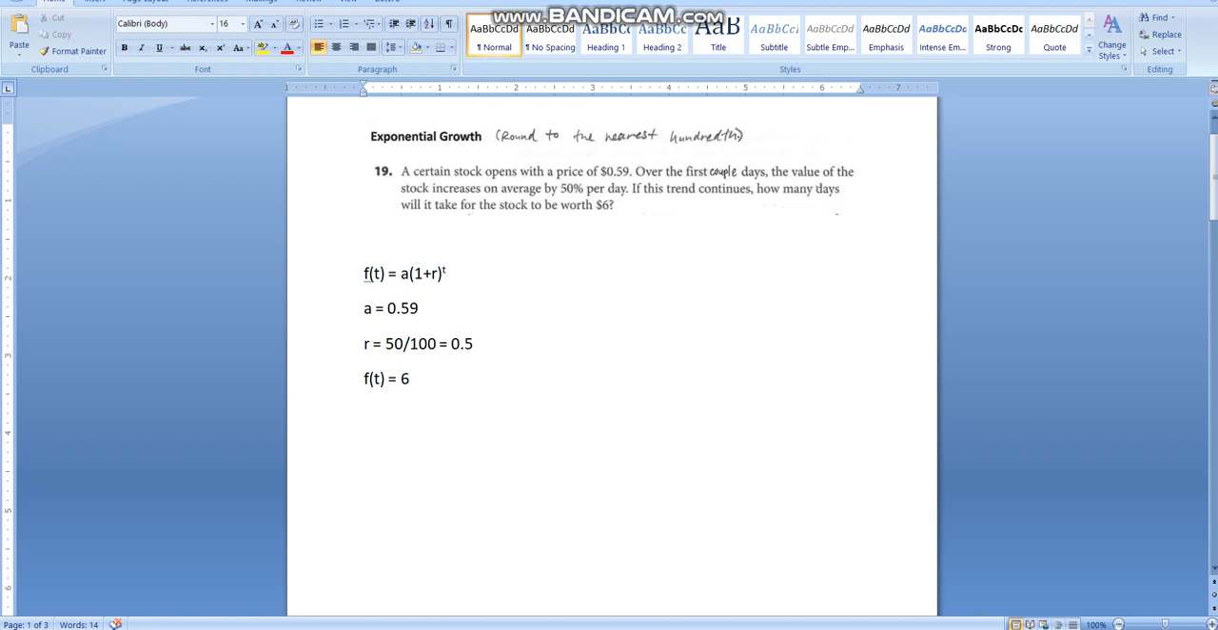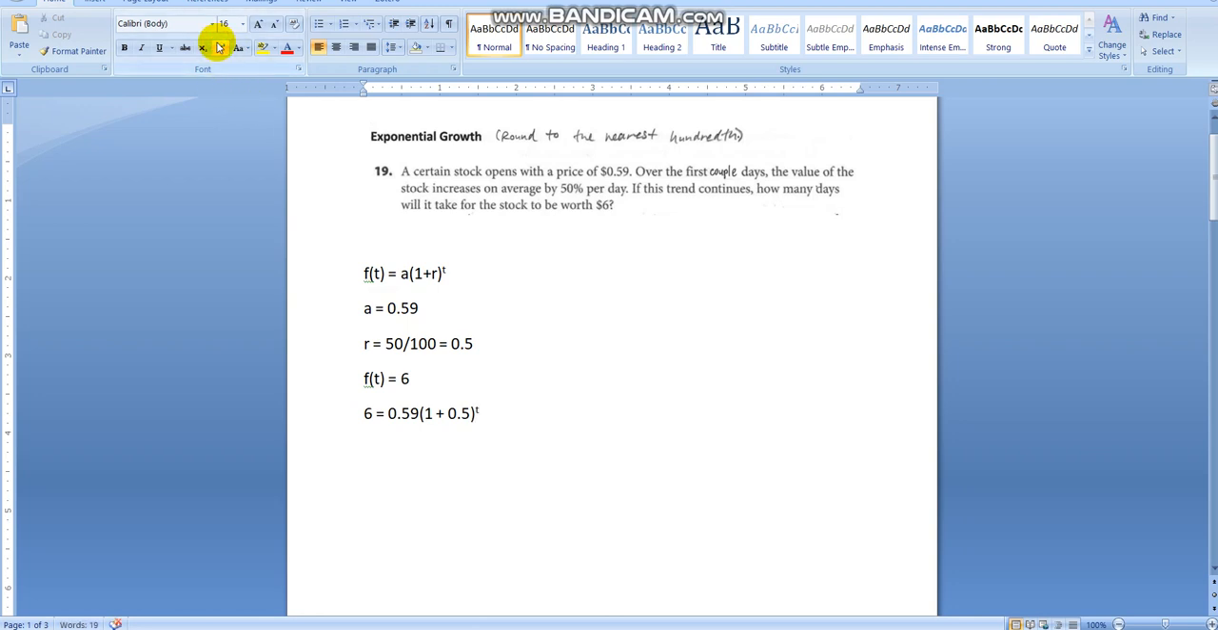Okay, so this is really easy. All I gotta do is just plug all the parameters into the equation. So I'm just taking the formula from up here. So this is f of t is 6, equals a is 0.59, and then 1 plus, and then our rate is 0.5, and we're raising it to the power of t.